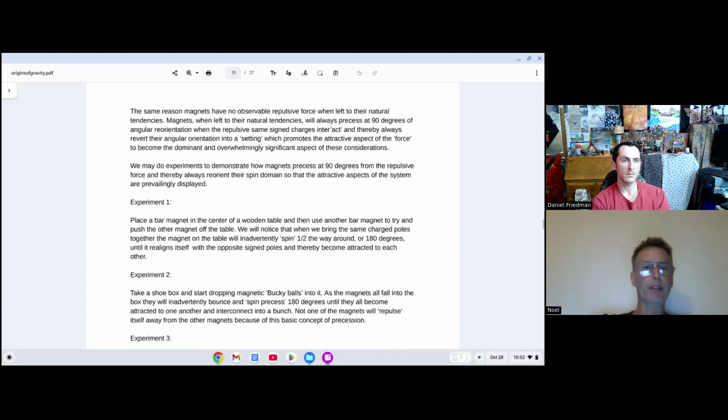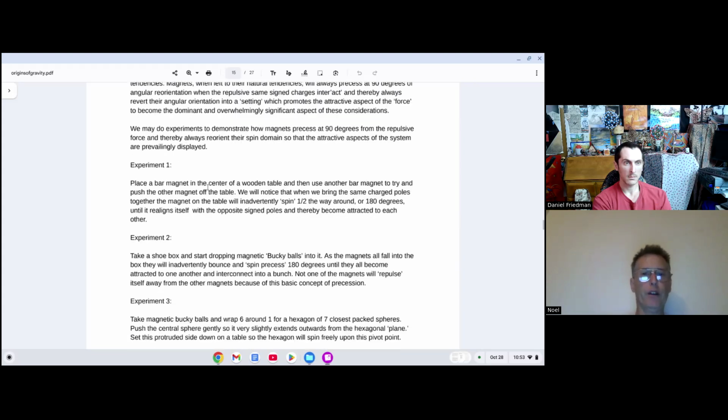We can do some experiments to demonstrate this precession of 90 degrees from the repulsive aspect of the electromagnetic force reorienting itself to the attractive. If we place a bar magnet in the center of a table and then use another bar magnet to try and push the other magnet off the table, we'll notice that when we bring the same charged poles together, the magnet on the table will inadvertently spin one halfway around, or 180 degrees. So it half spins until it realigns itself with the opposite sign poles and thereby becomes attracted to each other.